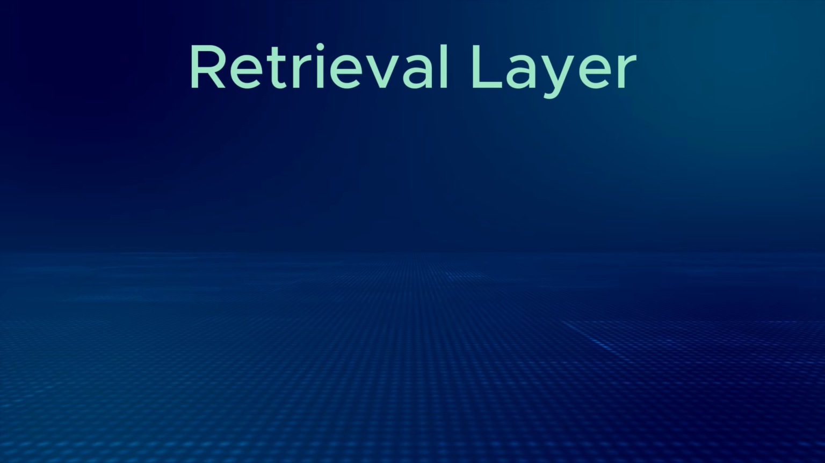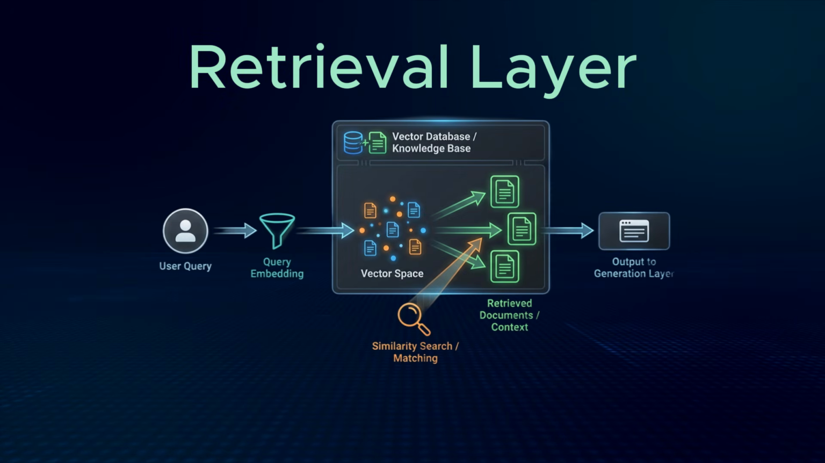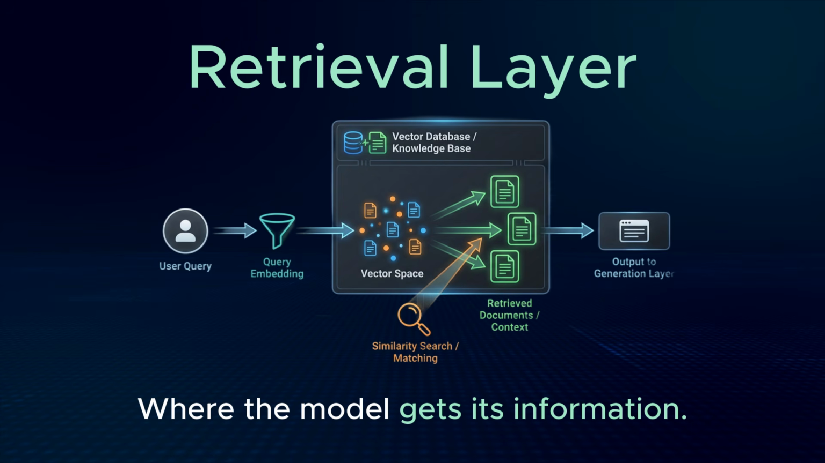Alright, so now that you understand how RAG works, there's one really important piece we haven't talked about yet, and that's the retrieval layer, aka where the model actually gets its information from.